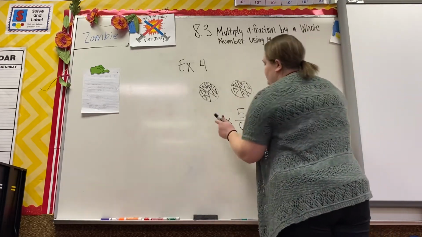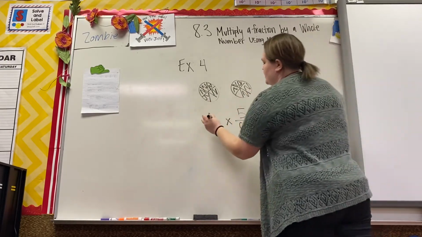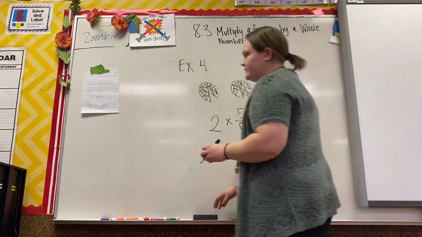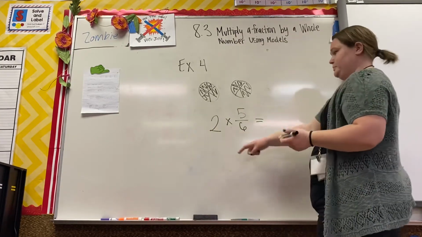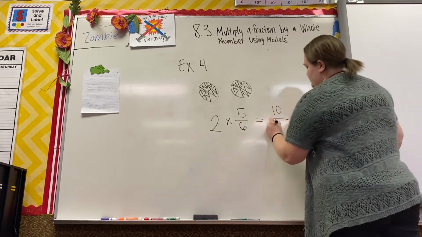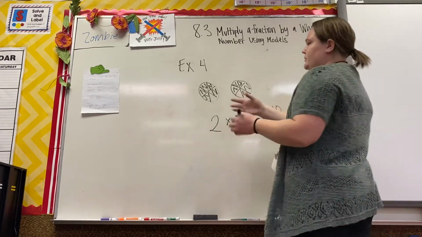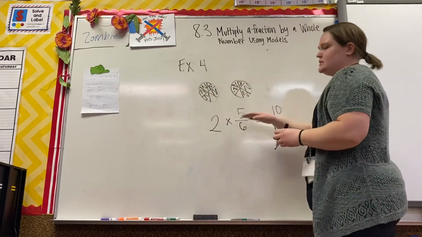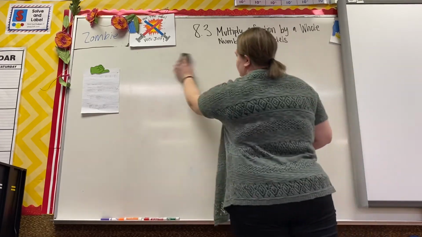And so now I can figure out my whole number. So I have 1 group, 2 groups. So this would be 2 times 5/6. Okay? And then we want to solve it. So 2 times 5 is 10 over 6. Okay? You just times the whole number by the numerator. Or you can count 1, 2, 3, 4, 5, 6, 7, 8, 9, 10. But I think it's easier to multiply. So let's try another one, and then you can try your pause problem.